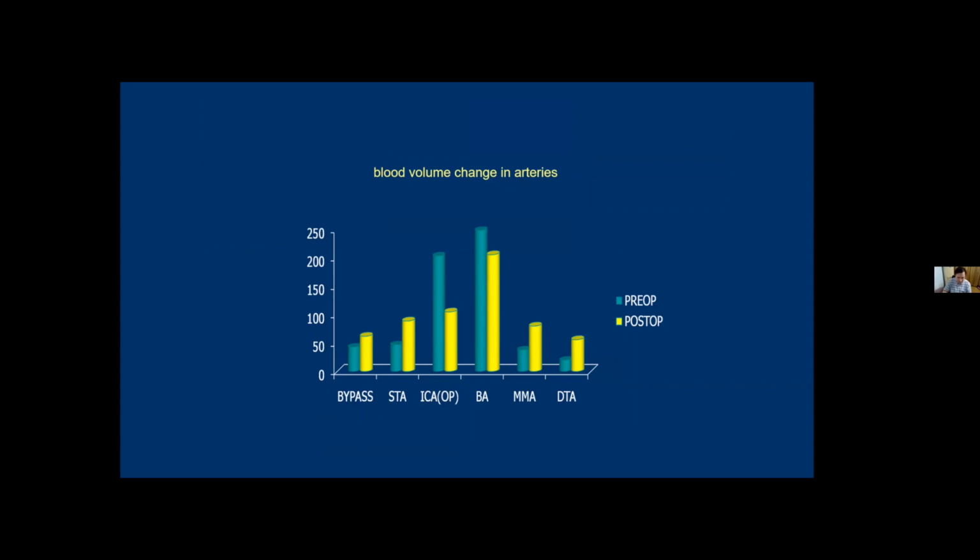So this is a blood volume change in Moyamoya disease. We can see that bypass, middle meningeal artery, deep temporal artery, and the STA were all increased. The ICA and basilar artery were all decreased. So this is why we can decrease the hemorrhage rate in the ICA Moyamoya vessels and the posterior circulation Moyamoya vessels.